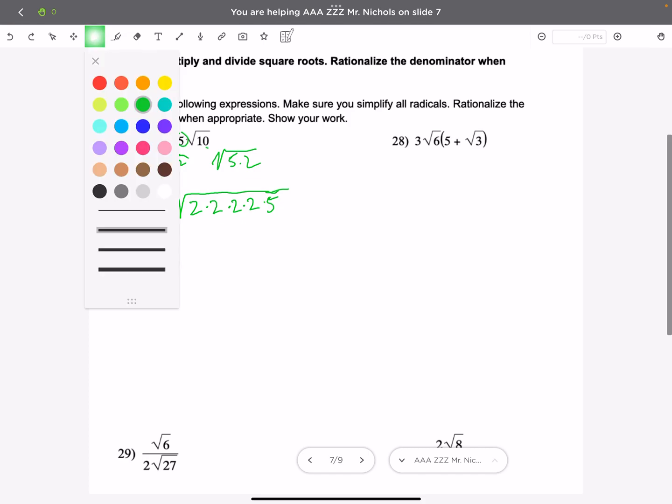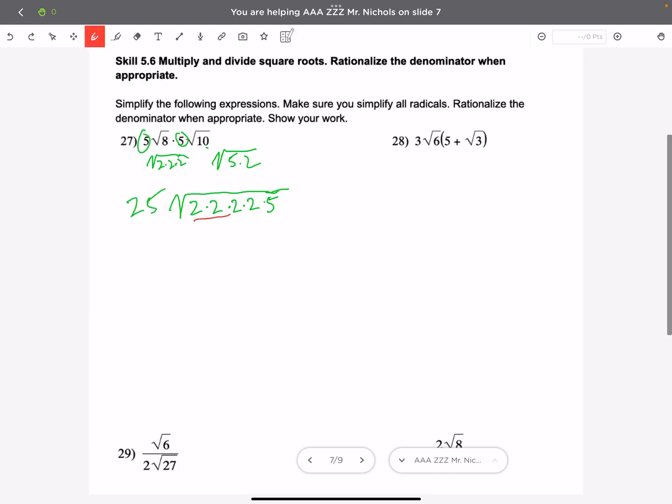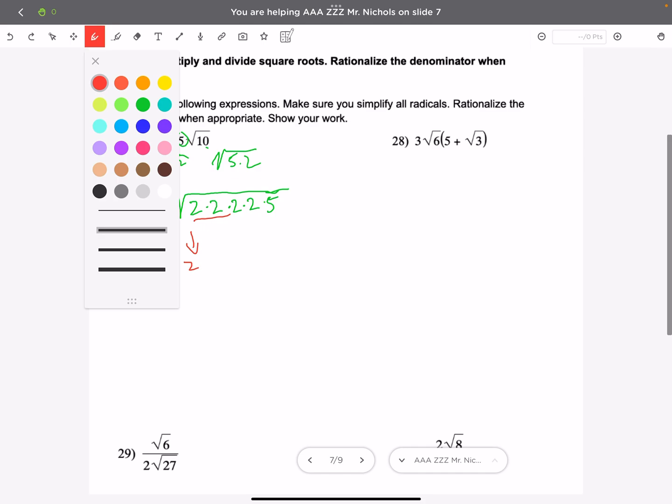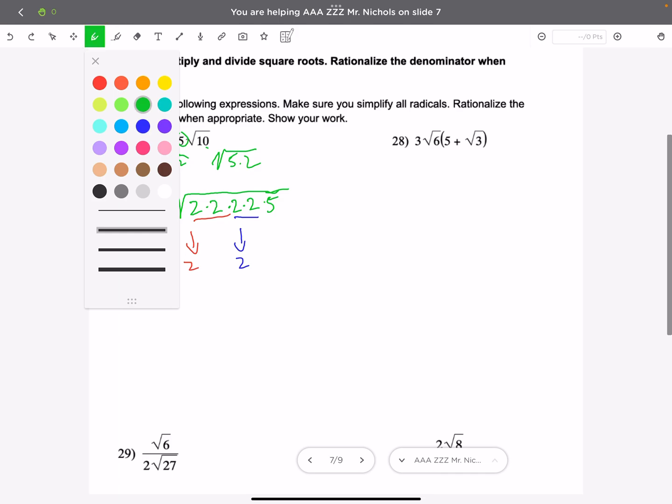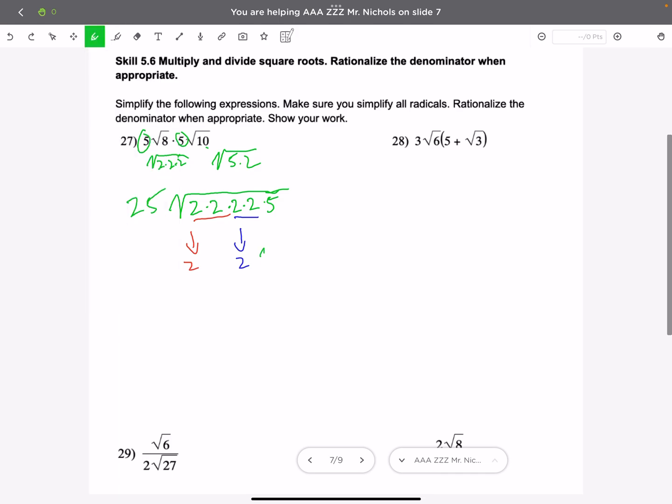And so then this pair of 2s becomes 2. This pair of 2s becomes 2. And then we're just left with the square root of 5 times the 25 times. And so I get 25 times 2 is 50, times 2 is 100, and I get 100 square root 5 is my answer for the first one.